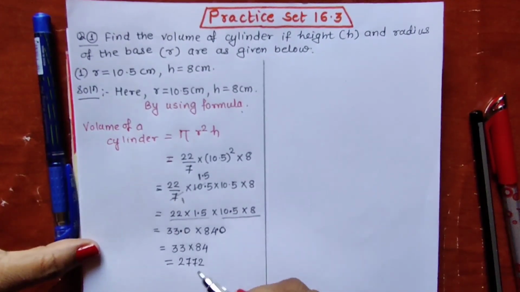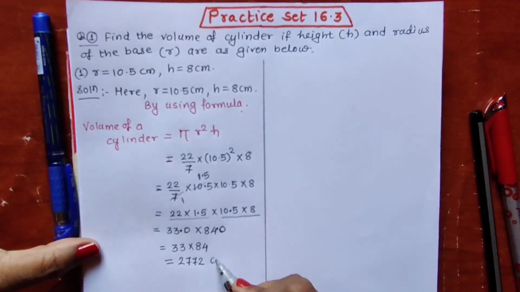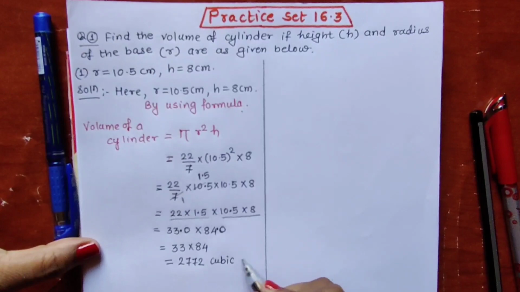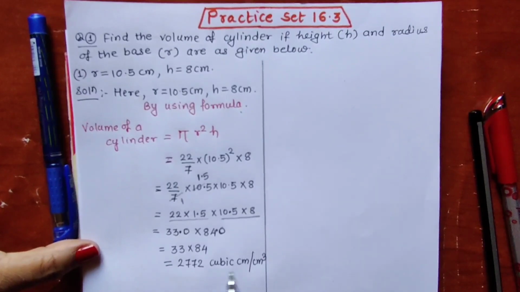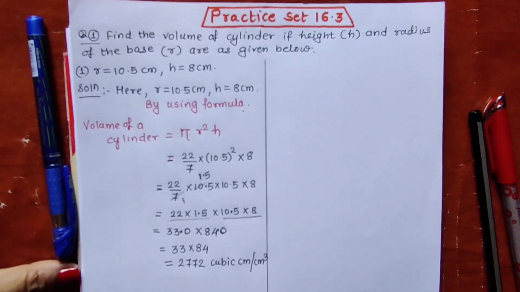2772, and the unit for volume is cubic centimeter, or simply we can write centimeter cube. Okay, any one unit you can write, either you can write cubic centimeter or you can write centimeter cube. So in this way we can solve this volume of a cylinder.